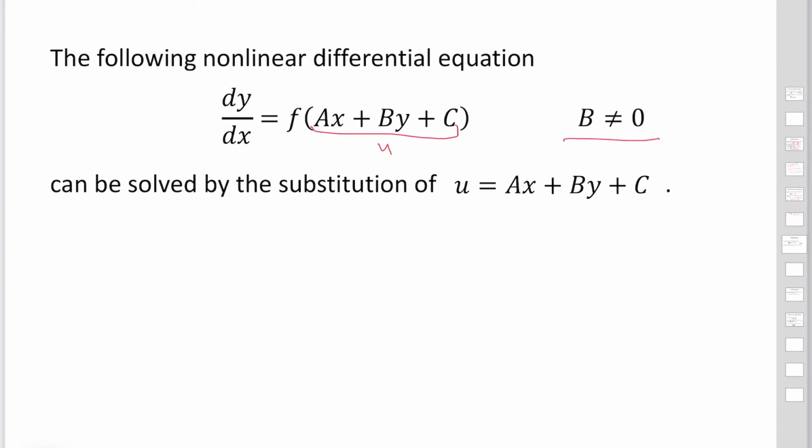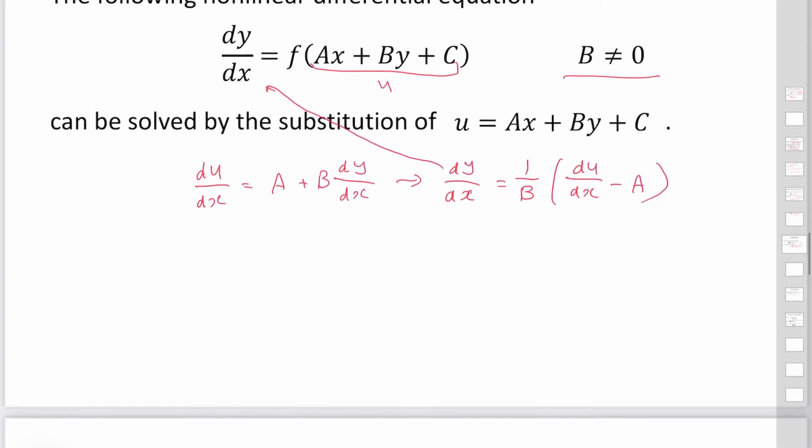Then find the derivative of u with respect to x. It becomes a plus b dy/dx. The derivative of c with respect to x becomes 0 because c is a constant value. So from this equation, dy/dx is equal to 1 over b times (du/dx minus a).